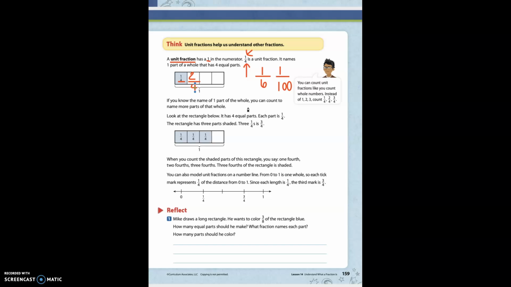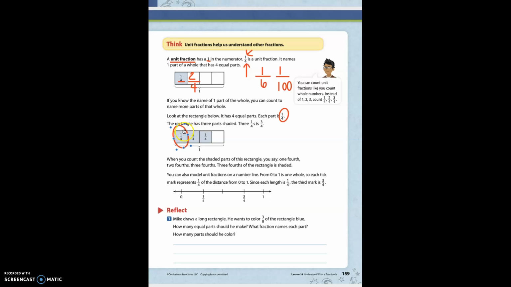Look at the rectangle below. It has 4 equal parts. Each part is 1/4. Each part is 1 unit, or 1 part, or 1 piece out of the whole. So each one of these is a unit fraction. 1/4 plus another 4th plus another 4th.